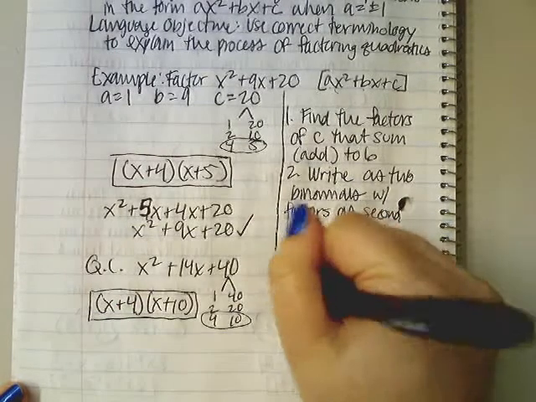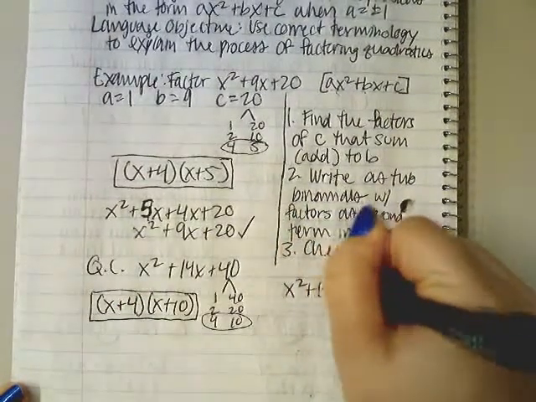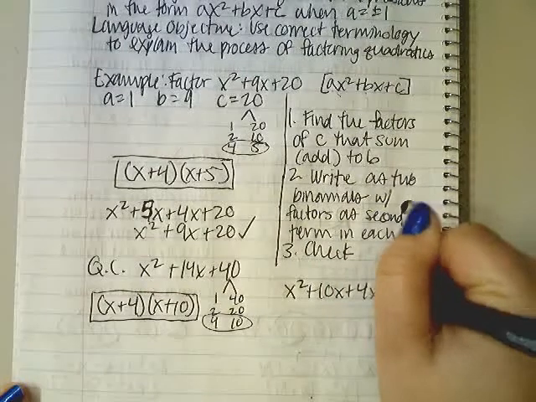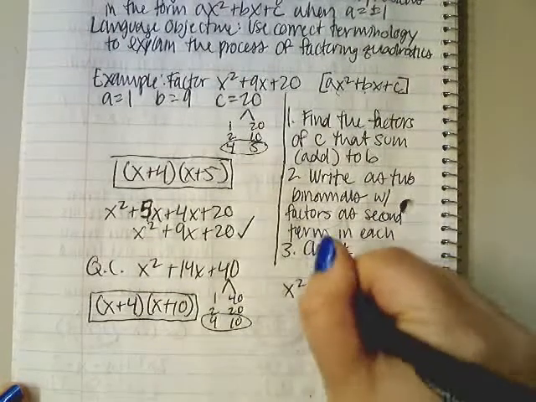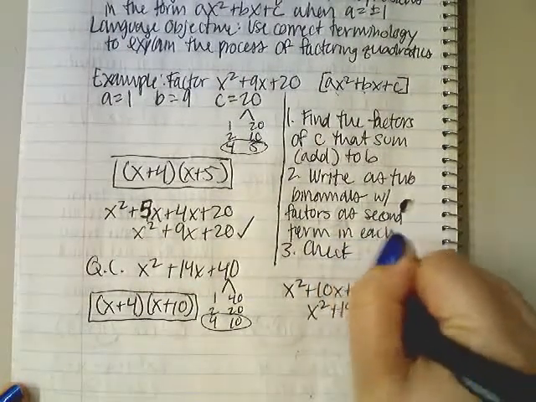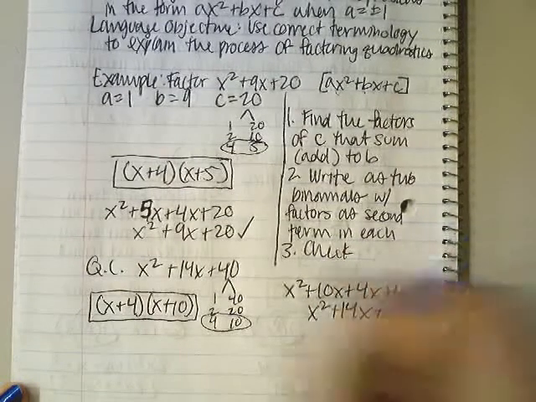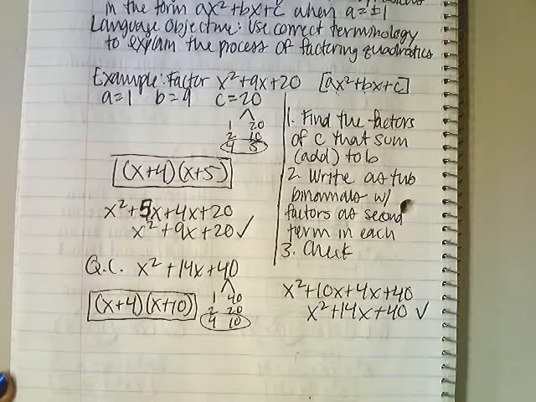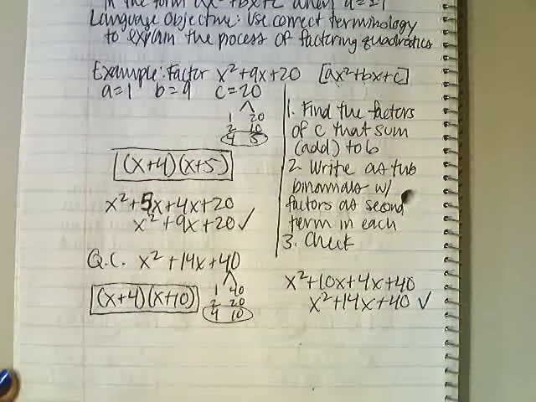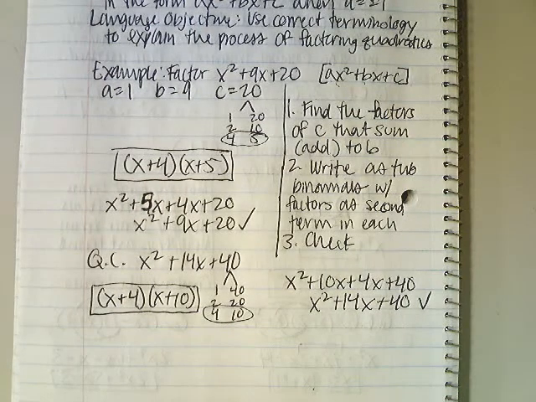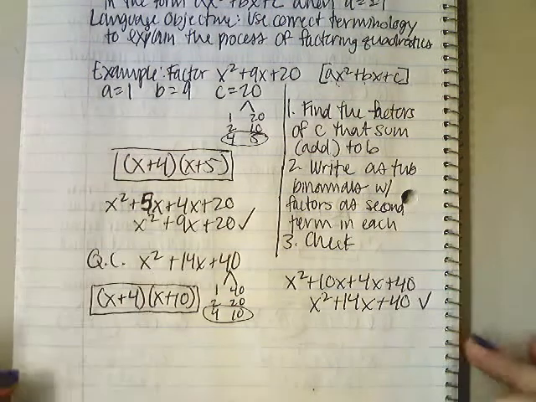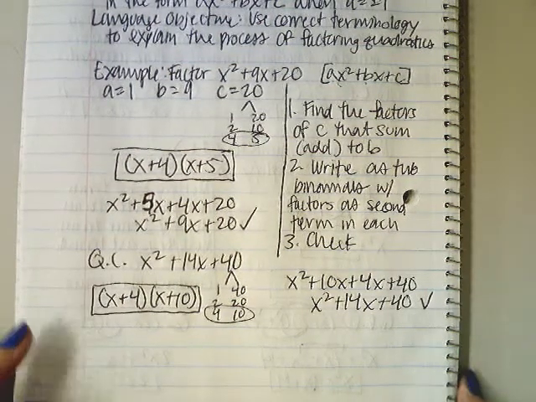So if I FOIL, I get x squared plus 10x plus 4x plus 40, combine like terms, and I get x squared plus 14x plus 40, which checks out since that's my original equation. So that's my factored form. I'm going to go ahead and do another example when we have some negatives thrown in there. So if you have any questions about either of these examples, make sure you jot them down. I'm going to flip the page.